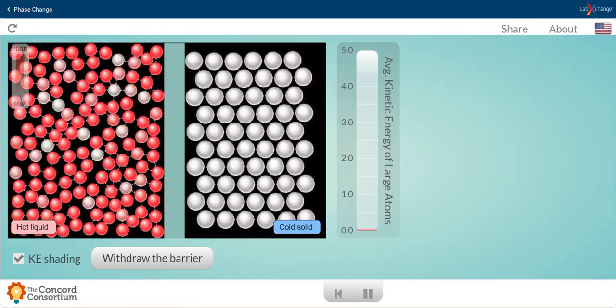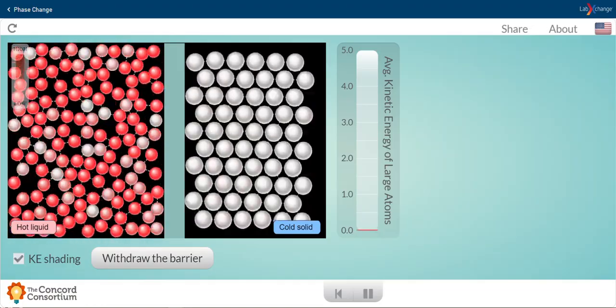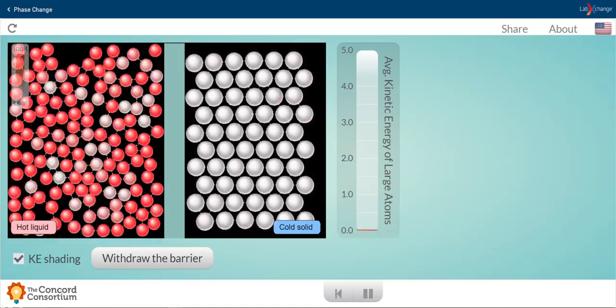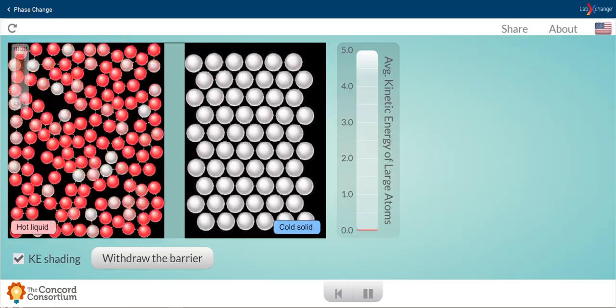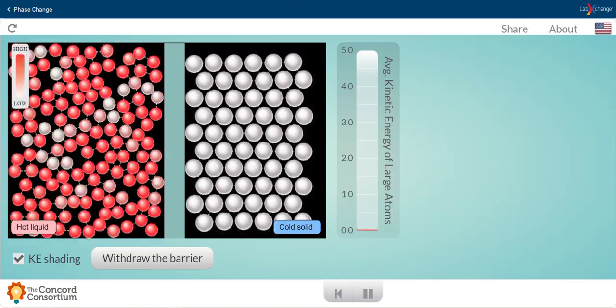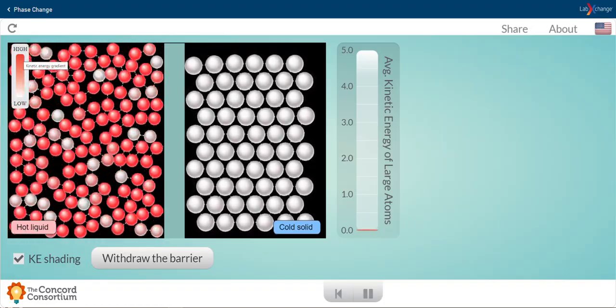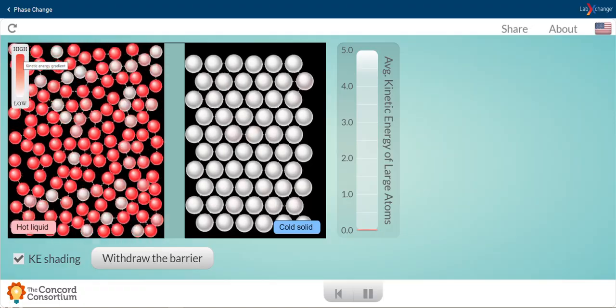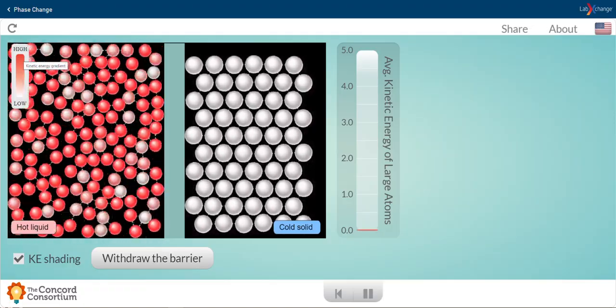Now, I have kinetic energy shading checked off here. So this is showing us the relative amount of kinetic energy that each of these particles possess. The key here shows that the more white or gray the particle is, the lower the kinetic energy. And the darker the red shading, the higher the kinetic energy.